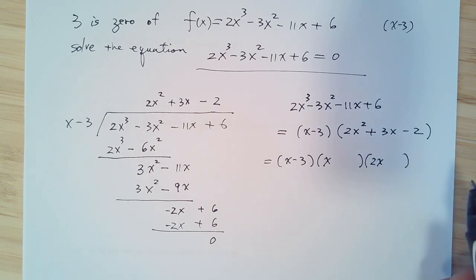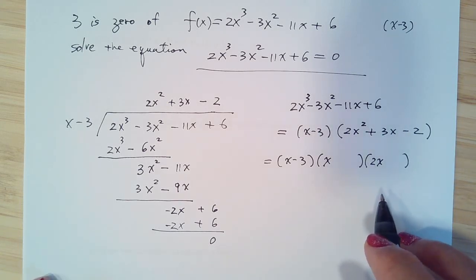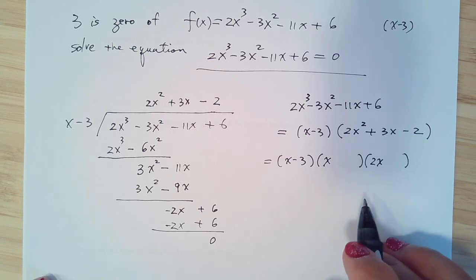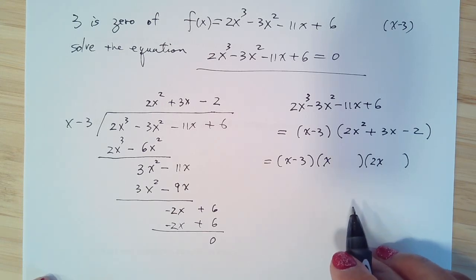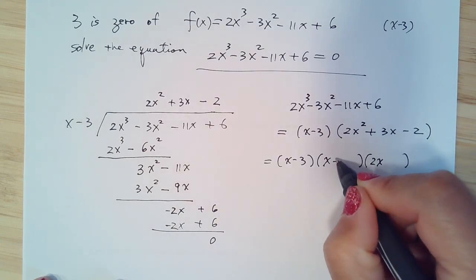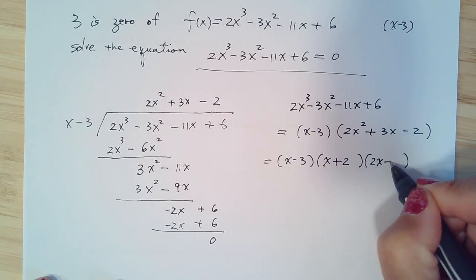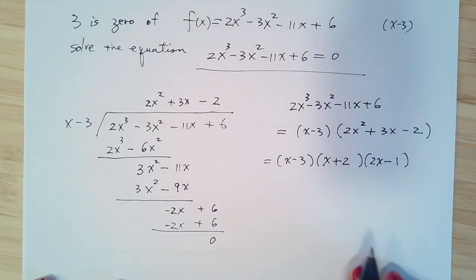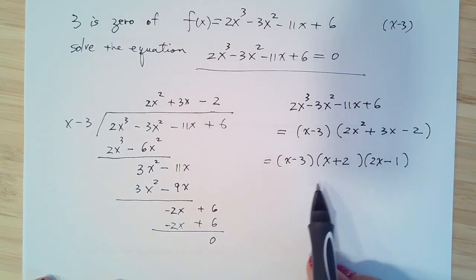I don't know how good you are with factoring a quadratic polynomial, or if you're not good, then you probably need to go back to, I don't know, not in this class, but I think in Algebra 2 to factor. So what I will have is going to be x plus 2 and 2x minus 1. So when I factor this, I get that, okay?